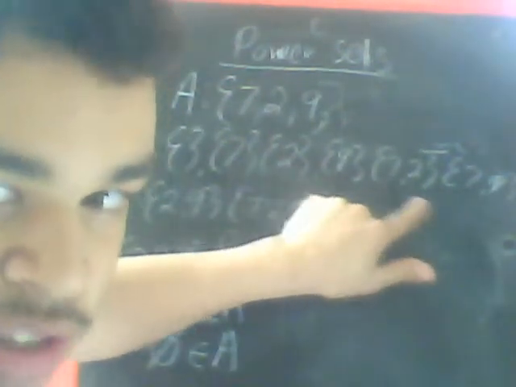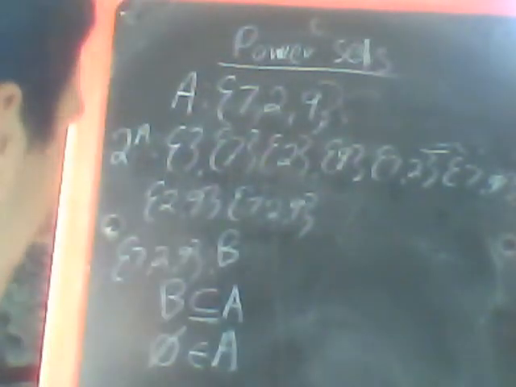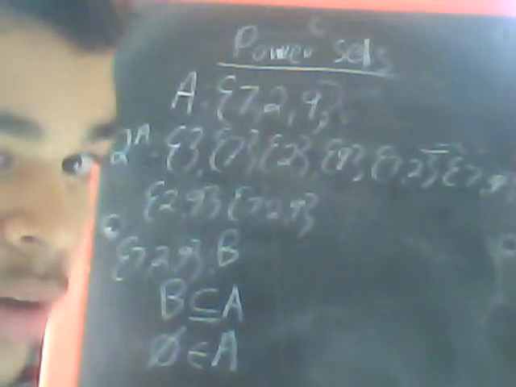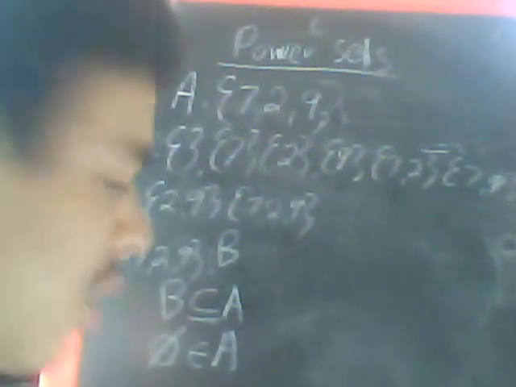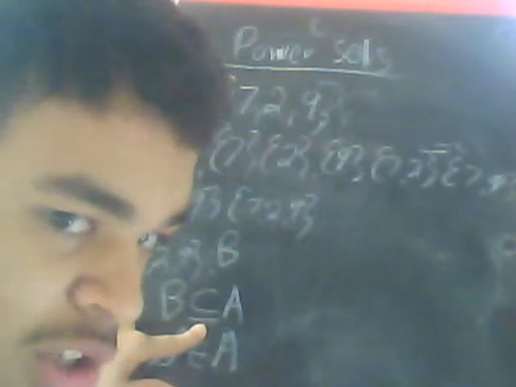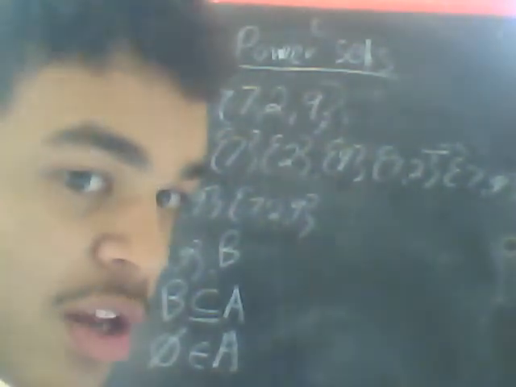Anyway, so 9, again, is a subset. 7 and 2 are a subset. 7 and 9 are. 2 and 9, and 7, 2 and 9. And let's suppose we call the set 7, 2, 9 also B. But notice it's the exact same thing as A. So B is a subset of, no, sorry, B is a subset or equal to A, which means it is either a subset or equal to.